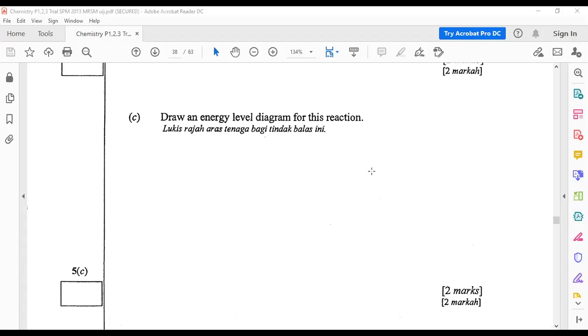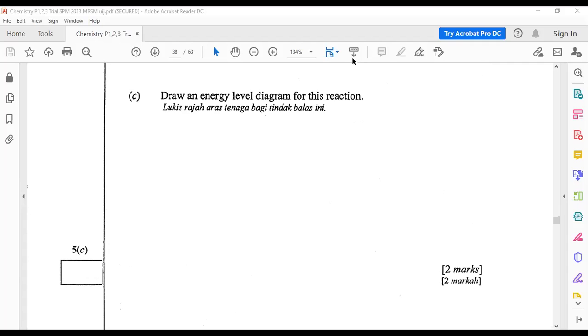We are now going to draw the energy level diagram for this reaction. Now, this is the part where in the exam that day, many of you have problem to do so. So now I am going to show you one more time for the drawing of the energy level diagram. Now, first of all, we must have an arrow. Okay, this arrow. Now, what is the title for this y-axis? It is actually the energy.